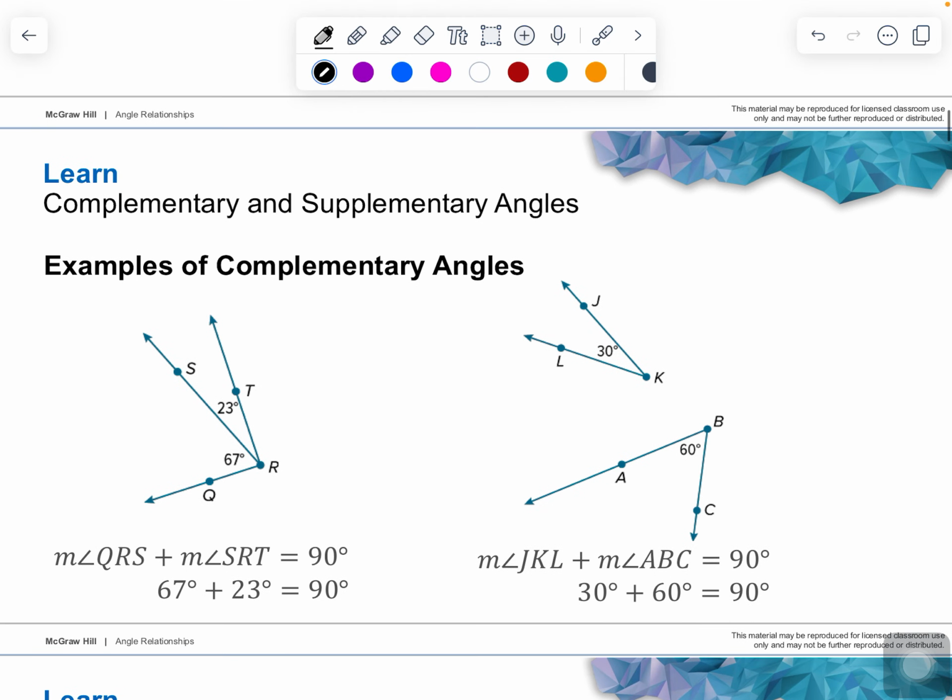So here's a slide about complementary. Complementary are the ones that are going to add to 90. So you're going to see that 23 plus 67, 67 plus 23 equals 90. But they don't have to be adjacent angles like this. They could be angles that are completely not related to each other, and they could still add together to equal 90, like this 30 and 60 degree angle that are completely disconnected.